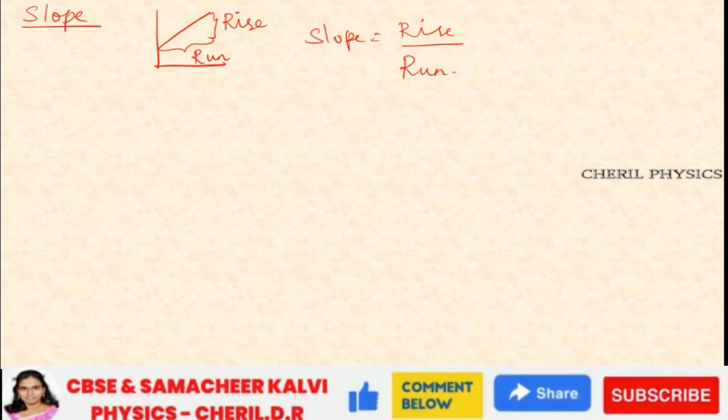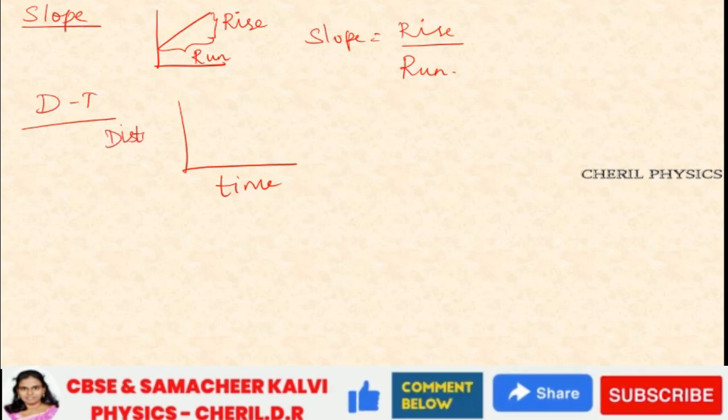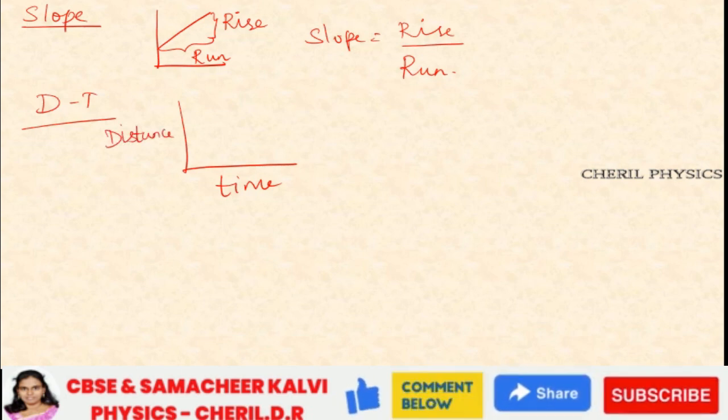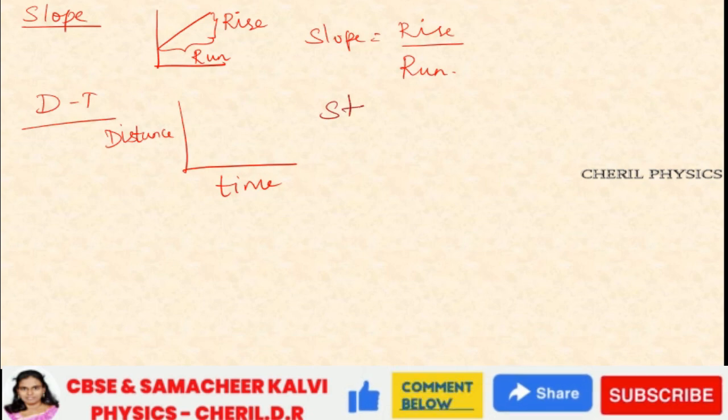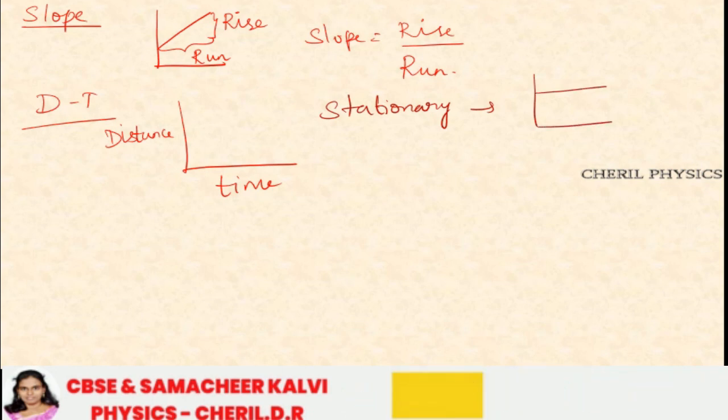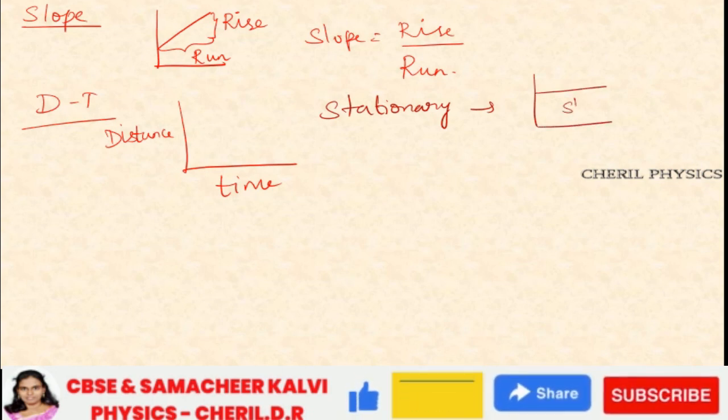So for that, under the distance time graph, what did we see? We saw that on the x-axis we have time and on the y-axis we have distance. Here we saw different categories. We saw stationary objects. For stationary objects, the graph was a straight line parallel to the time axis, where the slope is going to be 0. And what does the slope give for a distance time graph?